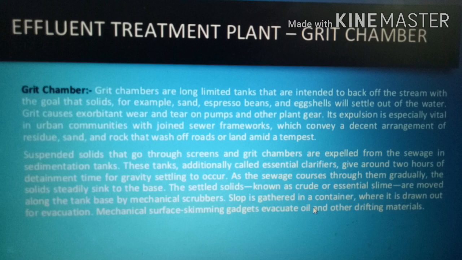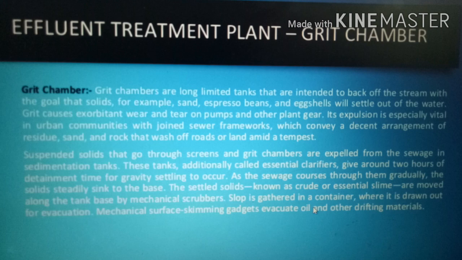And the grit chambers for ETP are aerated grit chambers and vortex type grit chambers. In the aerated grit chamber, diffused air keeps organic solids in suspension as grit settles. In the vortex type, a vortex is created, the grit moves to the outside of the unit and gets collected.